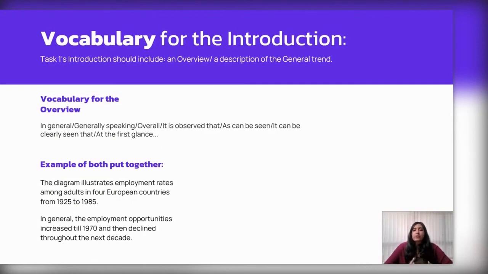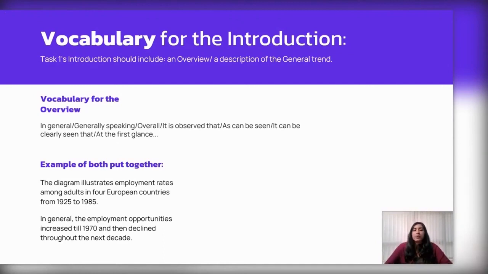Now overview, as the word suggests, is just a general, let's say, quick summary of the whole thing. So here's some vocabulary to describe that. You can say in general, or generally speaking, or overall. Here's a good one: it is observed that, or as can be seen. Those kinds of set words or phrases will bring your score a little higher. And as soon as the examiner sees that, he'll be like, a tick for you.